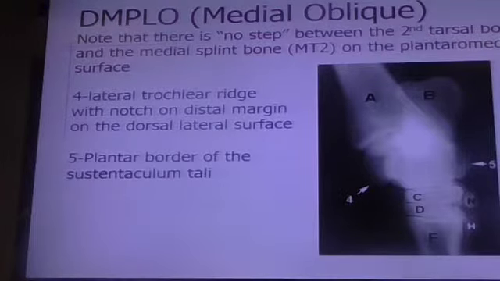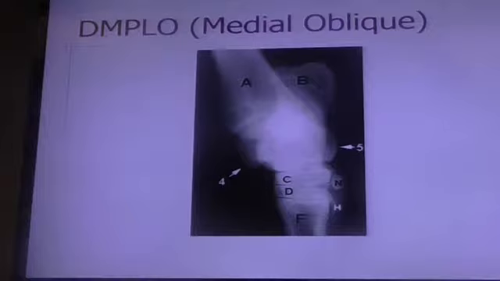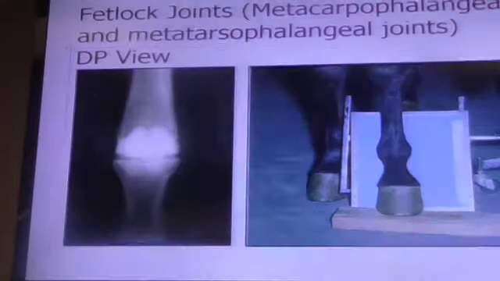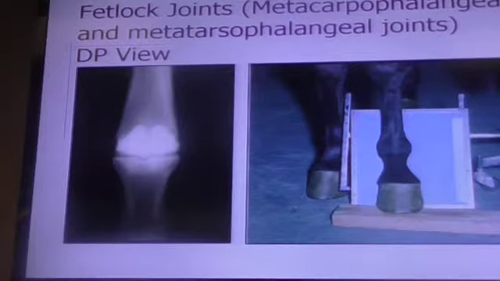Okay, there's the medial oblique, same thing. Okay, for the fetlock, once you get past distally the carpus and the tarsus, everything looks the same. So if you don't mark it correctly, you'll have to redo all those things. And we do 4 views for each joint.